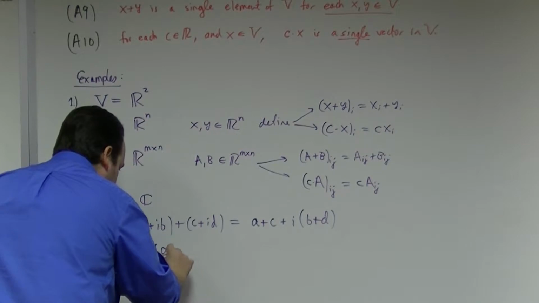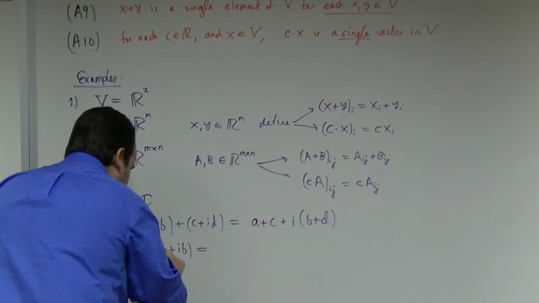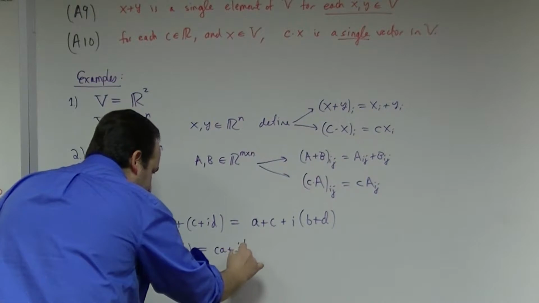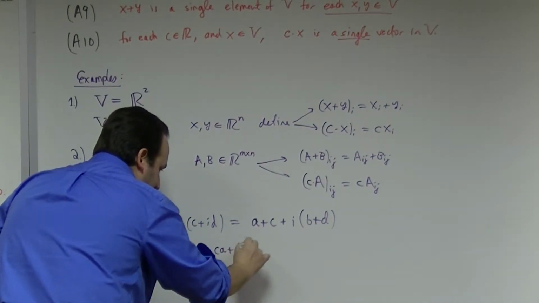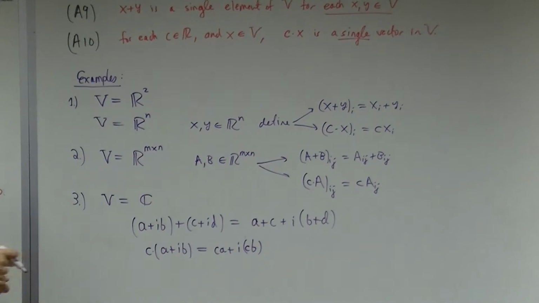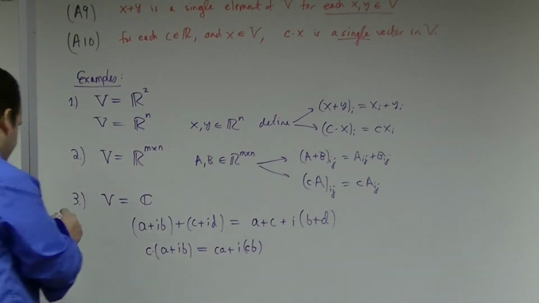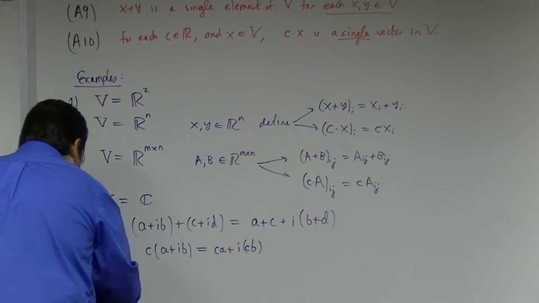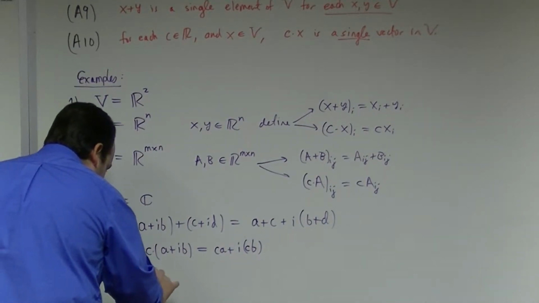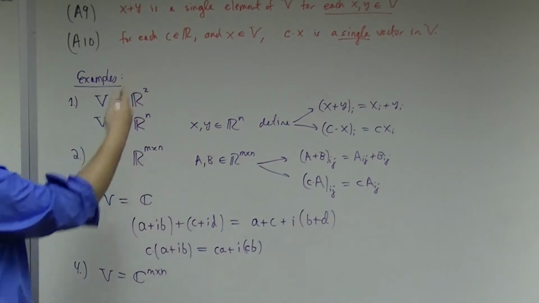Right, it's c times this, which is really just ca plus i times cb. Basically, you just proceed normally. Just multiply c through, that is the scalar multiplication. You could check that, in fact, it does satisfy those axioms. Now, of course, you could take me and just as well say the same thing for what? Complex n by n matrices, right? Complex n by n matrices, I can give the same definitions as I just gave for the reals.